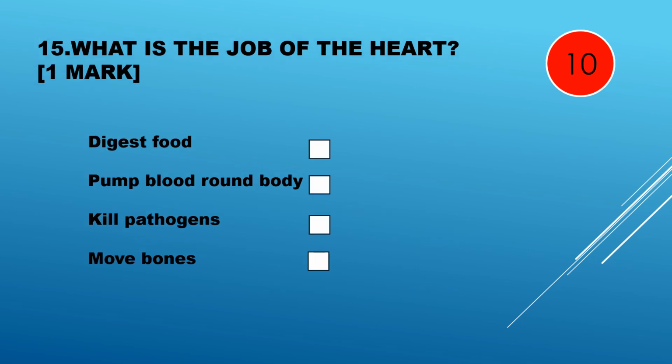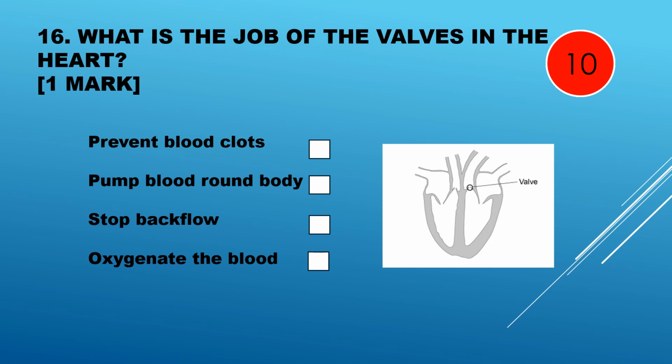15. What is the job of the heart? Digest food, pump blood around the body, kill pathogens, move bones. The heart pumps blood around the body. 16. What is the job of the valves in the heart? Prevent blood clots, pump blood around the body, stop backflow, oxygenate the blood. Valves stop backflow.